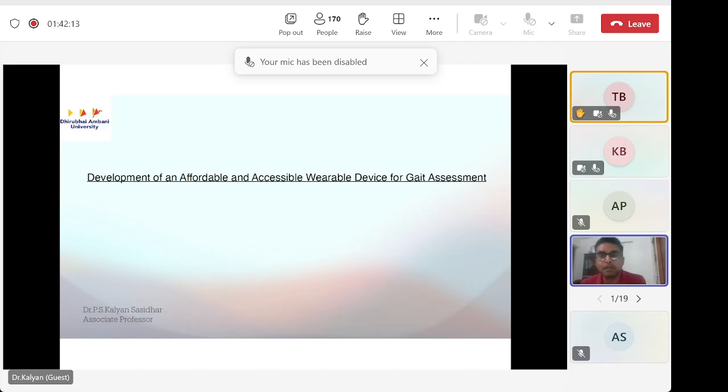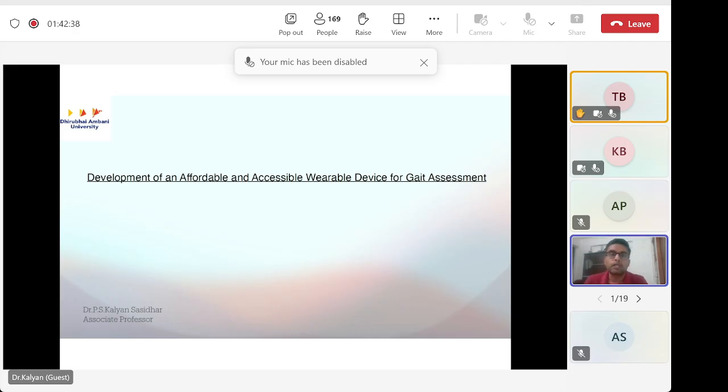I'm yet to make a strong impact in the academic research world. I'm still not there, but I'm doing my best. I've been working in this area of mobile and pervasive computing since 2008 or 9, since my PhD days. The topic of this talk today is development of an affordable and accessible wearable device for gait assessment.